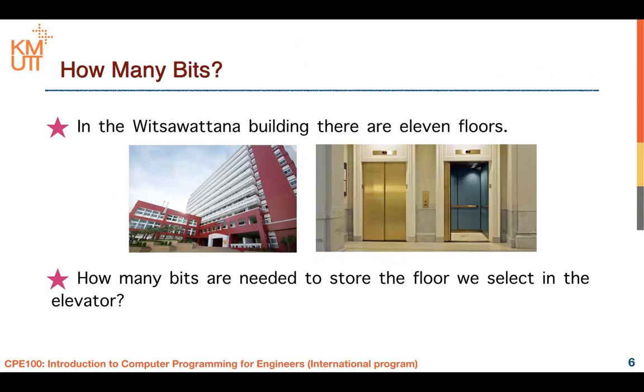Okay, we have another example. In the Visawa Watana building, there are 11 floors. How many bits do we need to store the floor? Now we have 4 bits. Why not 3? Because 3 bits gives 8, but 8 is less than 11. So we have to use 4 bits. 4 bits means 2 raised to the power 4, that is 16 possibilities, and 11 is less than 16. So we can use 4 bits to represent 11 floors for the Visawa Watana building.